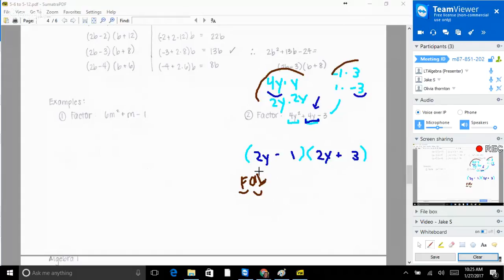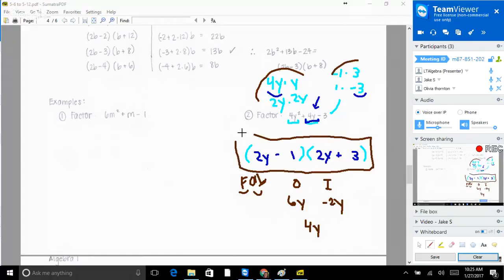So let's shortcut, since we're going to be doing a lot of foiling here. The outside is 2y times 3, which is 6y. And the inside is negative 1 times 2y, which is negative 2y. And when I add 6y plus negative 2y, I end up with 4y. So somehow, by a very lucky guess, the first one I did is actually the factoring of that. I didn't mean for that to work out, because I wanted to show you what you do if you don't get it right and then you keep going.